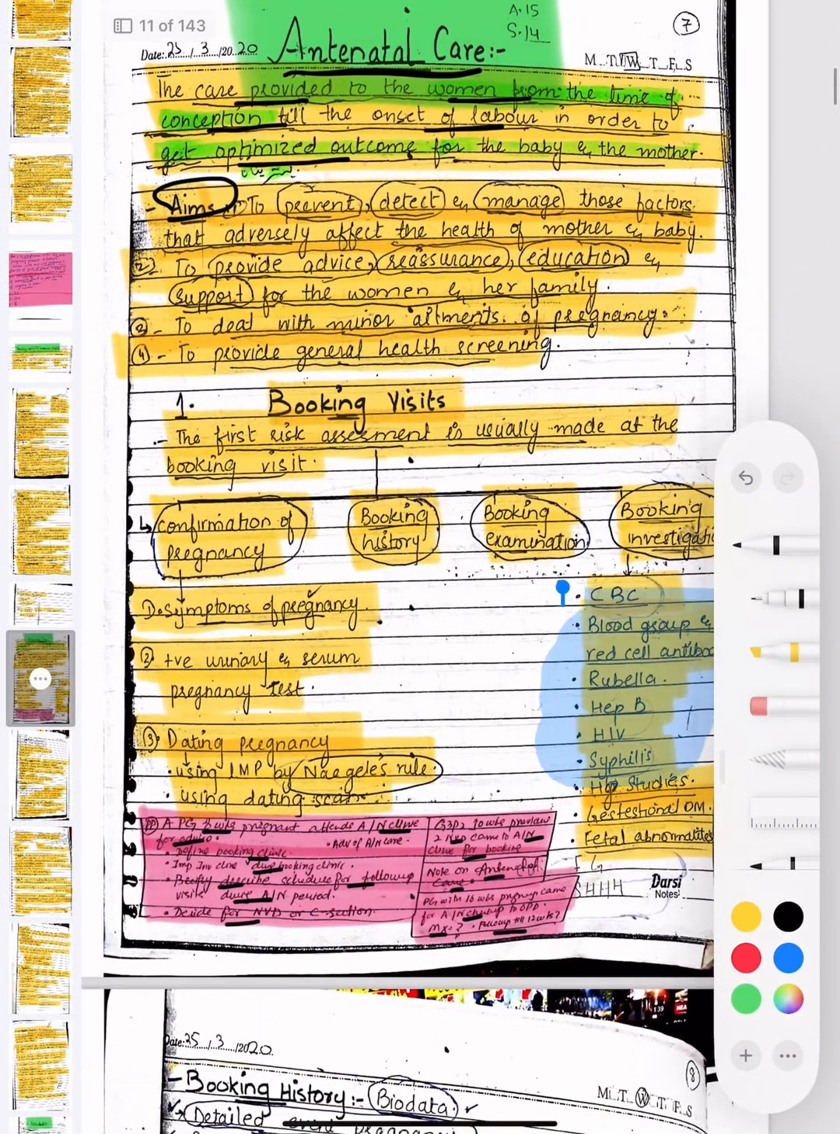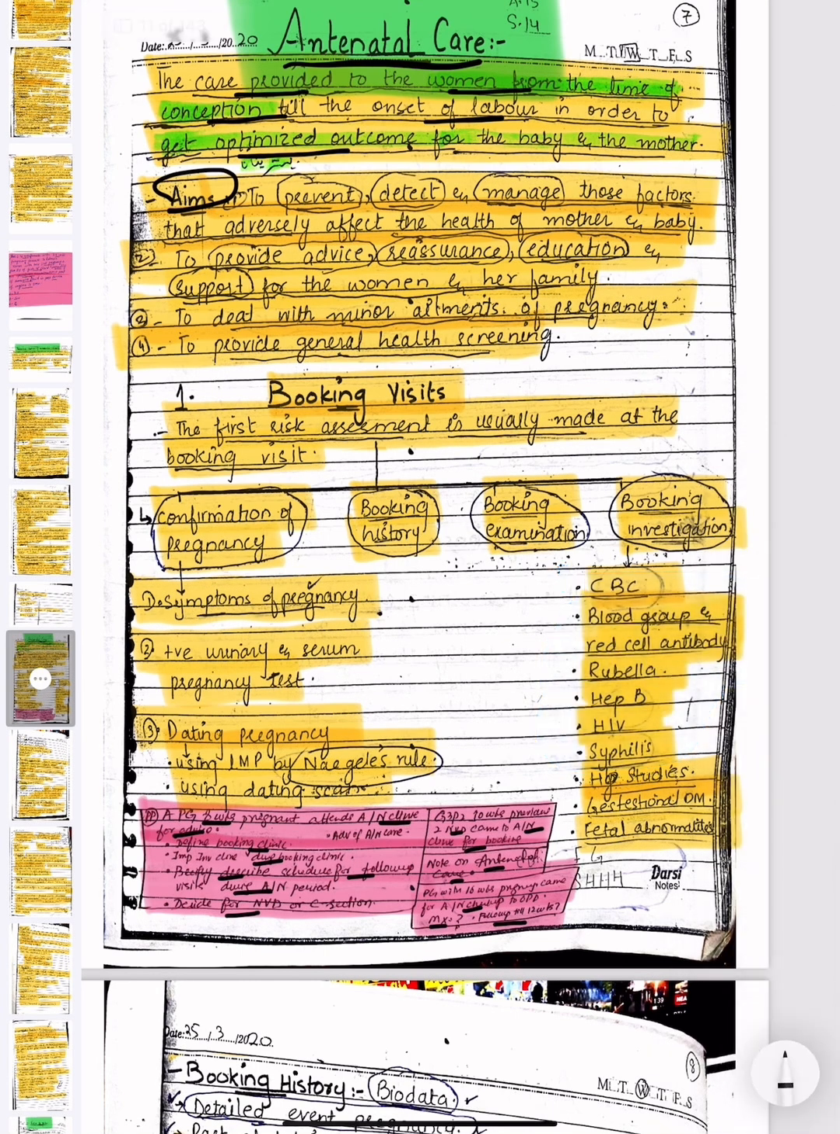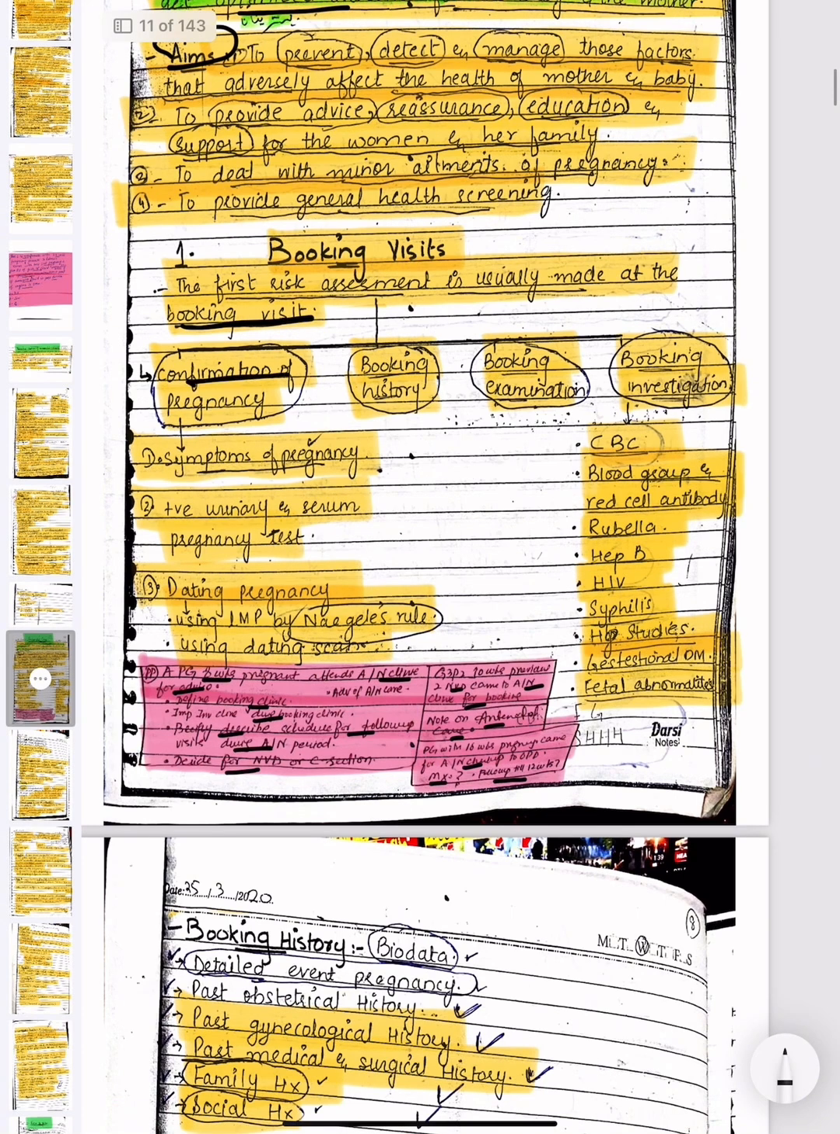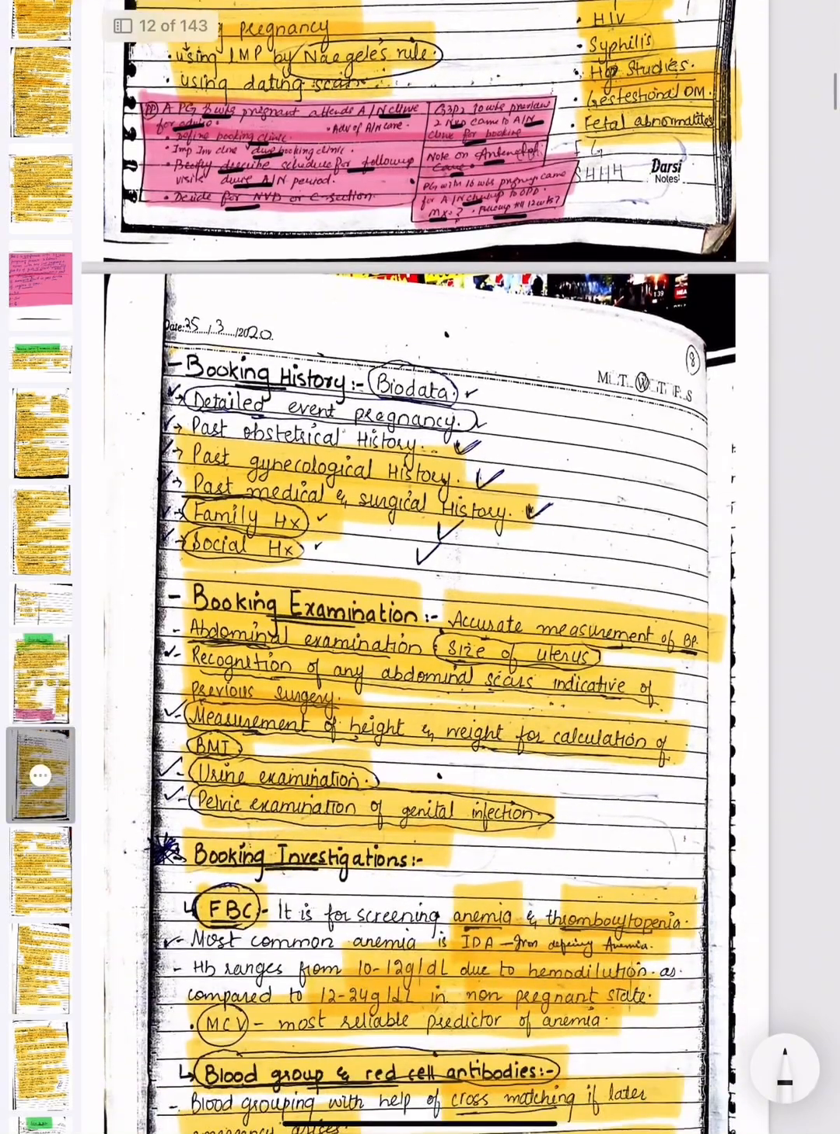Then we have booking visits. The first risk assessment is usually made at the booking visit. First of all, the confirmation of pregnancy is done. After that, the booking history is taken, and then the booking examination and booking investigations are done. Everything that occurs after the confirmation of pregnancy is booking, whether it is history, examination, or investigation. In the booking history, the biodata, the detailed events of the pregnancy, the past obstetrical history, the past gynecological history, the past medical and surgical history, family history, and social history are taken. All of the details of the patient are written down.